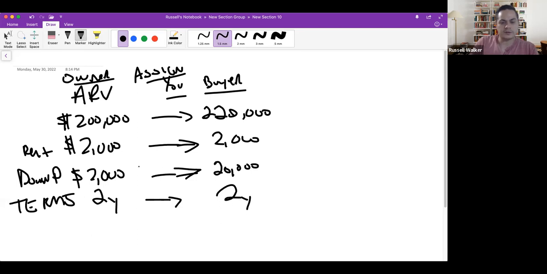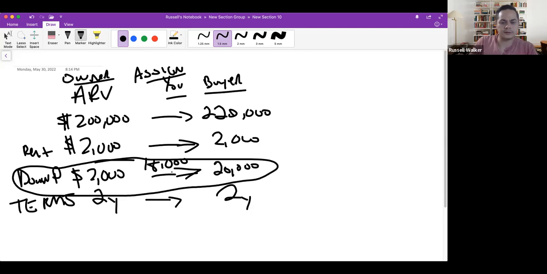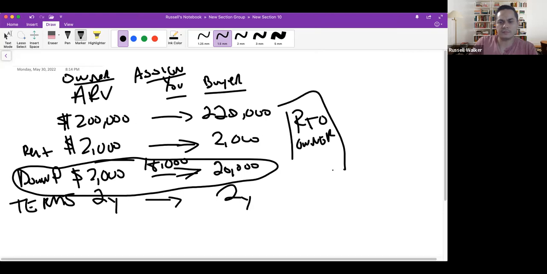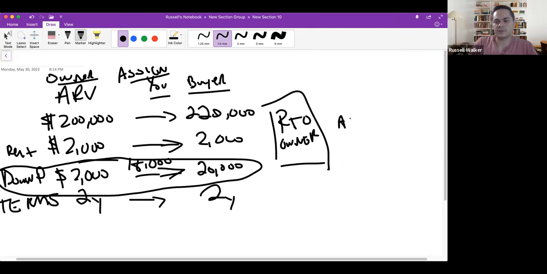Again, we're not staying in the middle of the deal. So you can see the only profit in this deal is coming from the down payment. If we get 2,000 down, then we mark it at 220 and try to get 20,000 down, we can collect the $18,000 assignment fee. So basically, we have our rent to own contract with the owner that's assignable. And then we have our assignment fee.